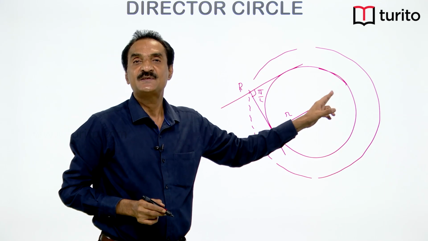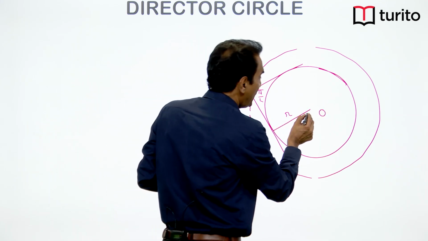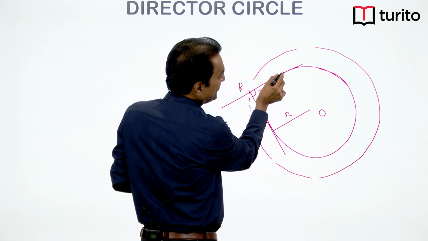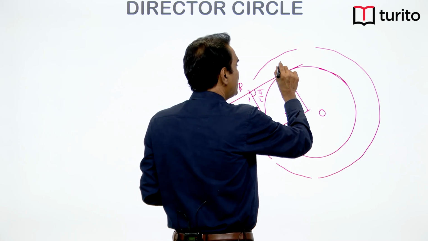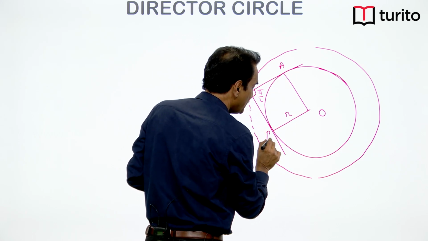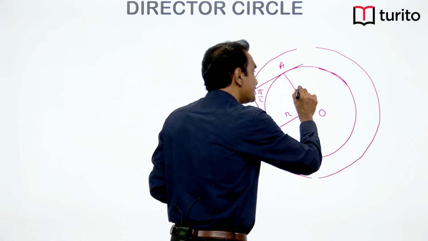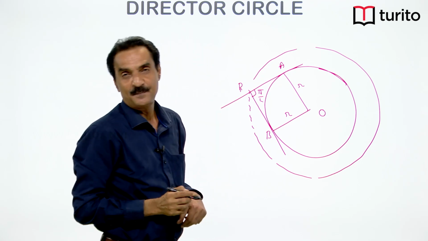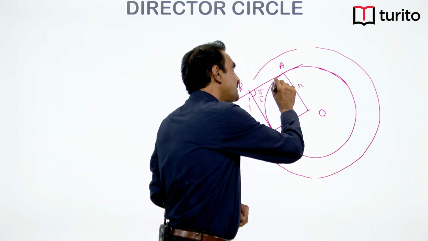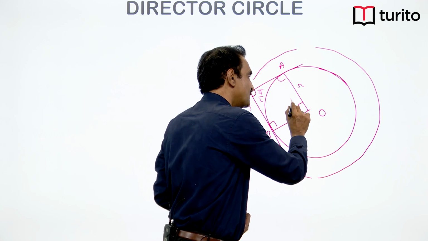This is a circle with center origin and radius r. Now, joining the center and the points of contact, let the points of contact be A and B. This is also a radius of the circle. The tangent should be perpendicular, and we know that this angle is pi by 2, this angle is pi by 2. So, obviously, this is also pi by 2.